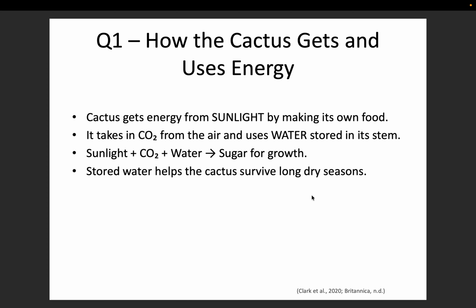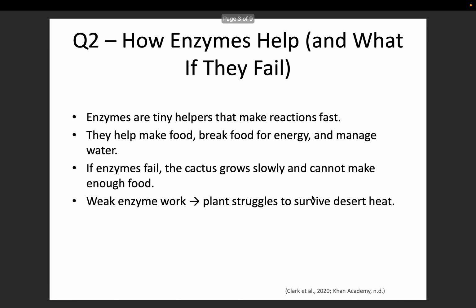Alright? And because the cactus stores water in its stem, it can keep making food even when there's no rain for a long time. Pretty smart, right? Okay, the next slide is how enzymes help and what if they fail.